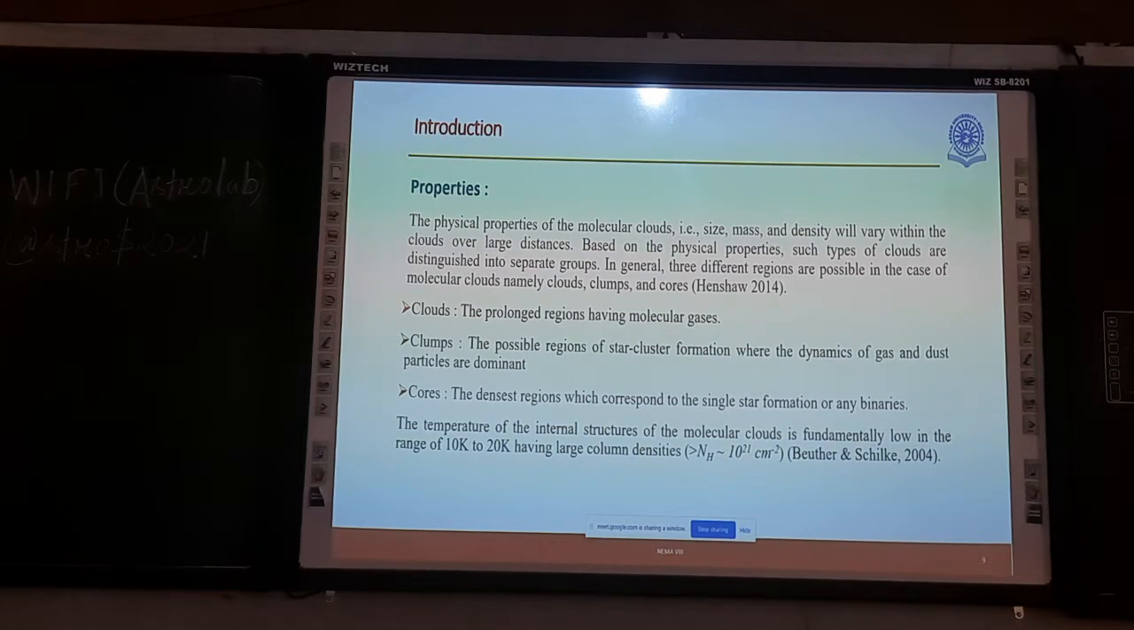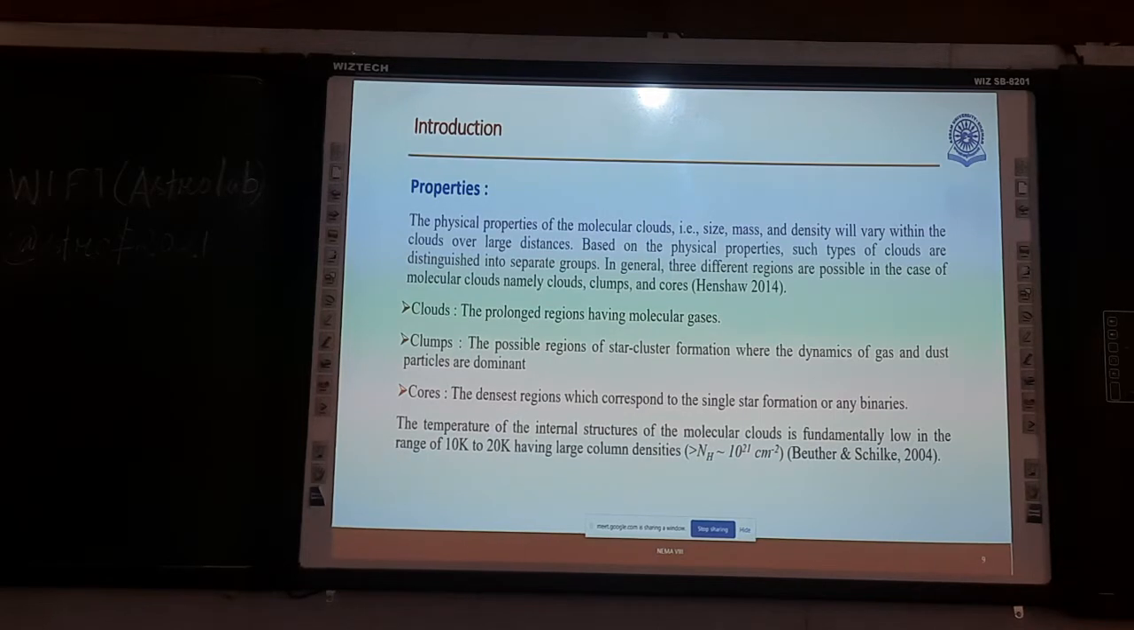In general, we know that three different regions are possible in molecular clouds: clouds, clumps, and cores. Actually, the elongated region in the molecular gases is the cloud, the possible regions of star cluster formation are the clumps, and the core is the densest region, which corresponds to single star formation.